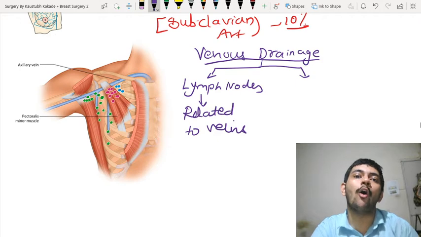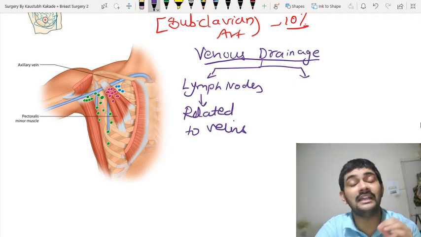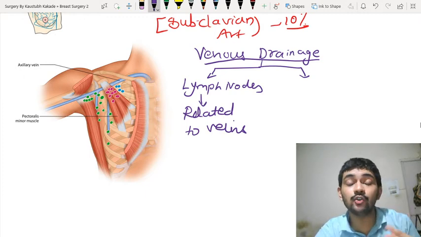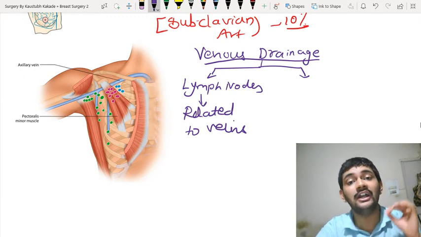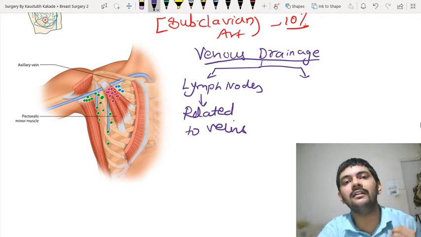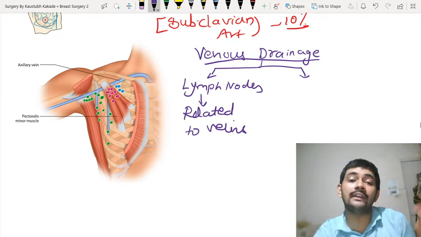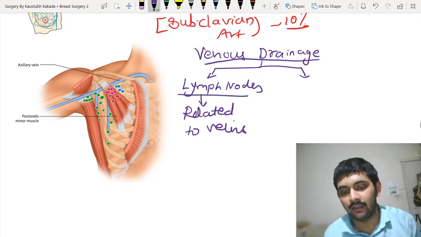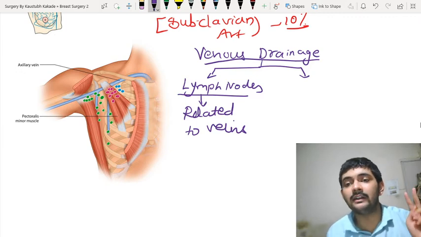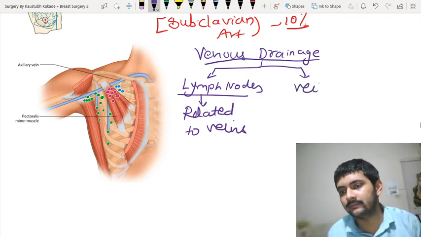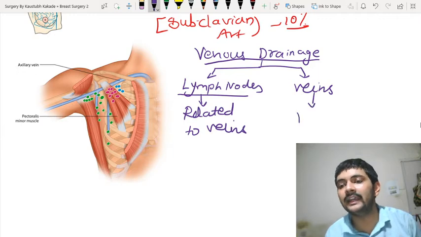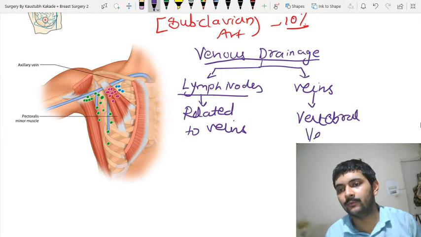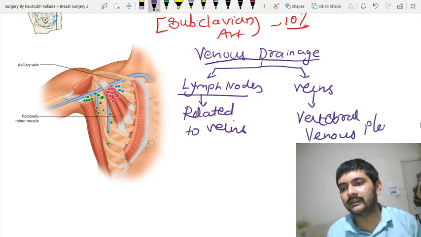When you operate in a case of malignancy, such as breast cancer, you need to remove the lymph nodes as well. You need to do an axillary clearance. During axillary clearance or axillary lymph node dissection, you need to locate those lymph nodes in relation to the veins. We will see that in some time. The other importance is that the veins communicate with the vertebral venous plexus.